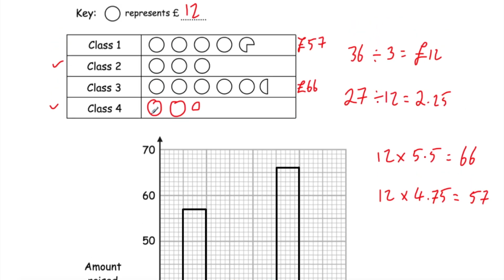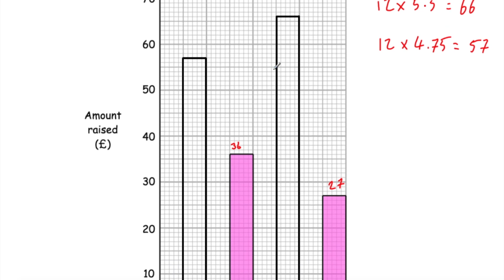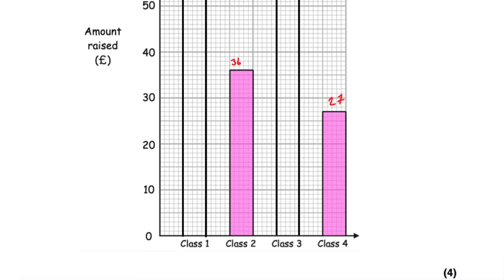Okay, so we had 2 1/4 circles there to complete that row in the pictogram. We've completed the key, so each circle represents £12, and we drew the bar. So the first bar going up to £57, and the third bar for class 3 going up to £66. Okay, and let's have a look at our last question.